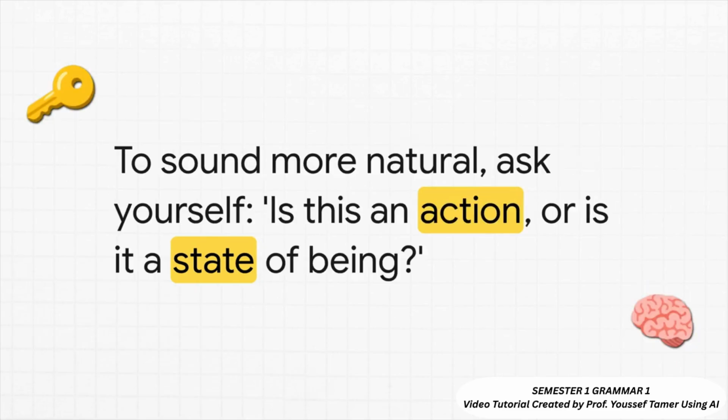Perfect. So if there's one thing to take away from all this, it's this simple trick. The next time you're about to use a verb with -ing, just take a half-second pause and ask yourself, is this an action or is it a state? Getting that right is a huge leap forward in sounding more natural.